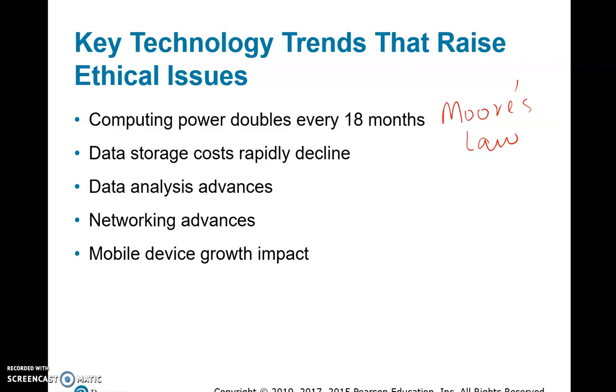The next one is data storage costs rapidly decline. Organizations can maintain detailed databases on individuals. There are no limits on the data collected about you. So, for instance, when you go to Google, the data analysis advances have vast quantities of data gathered on individuals to develop detailed profiles.